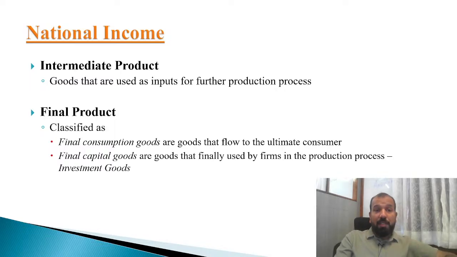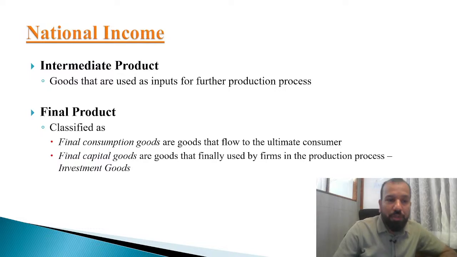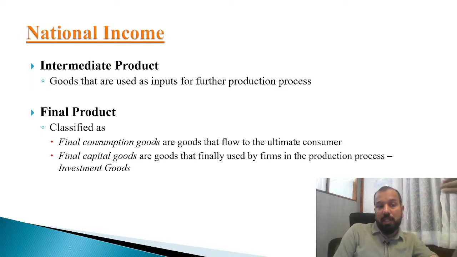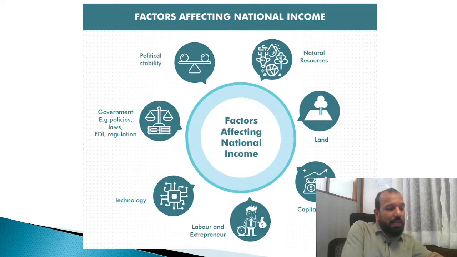You just need to understand, in national income, we are more concerned about the final goods and services. So at least we can escape from the duplicacy. If we are not counting the value of the final product and service, there might be possibilities of duplicacy. So what we do in national income is just count the value of the final products and services. It is classified as final consumption goods, which flow to the ultimate consumers, and final capital goods, which are finally used by the firms in the production process.